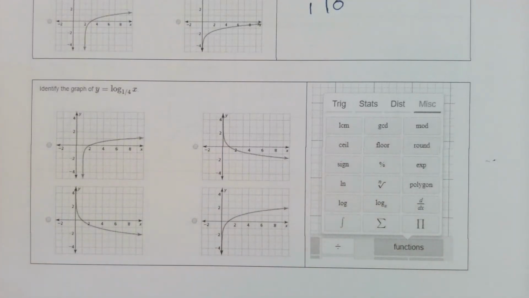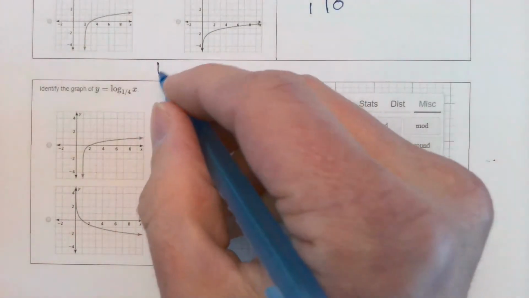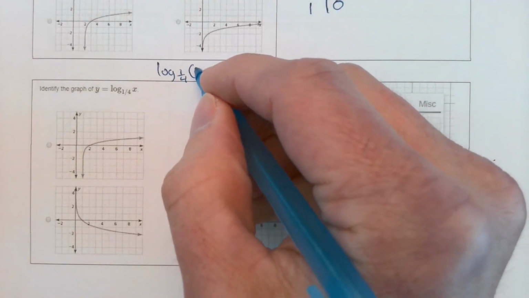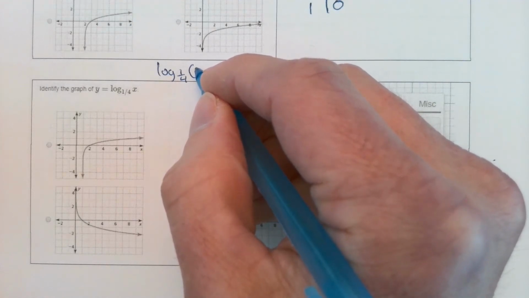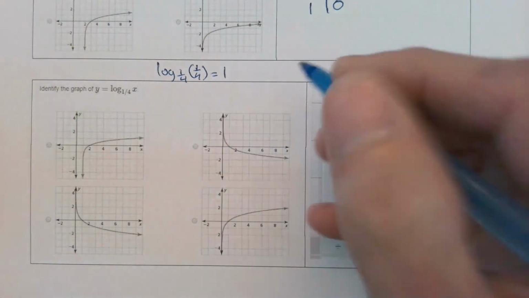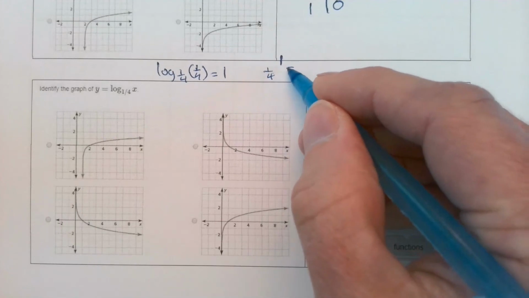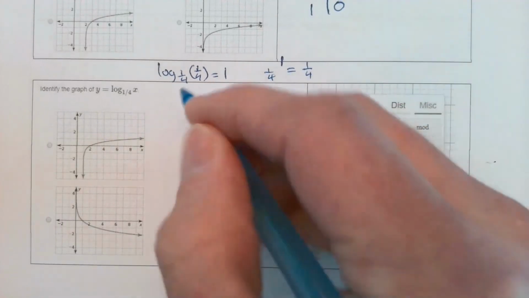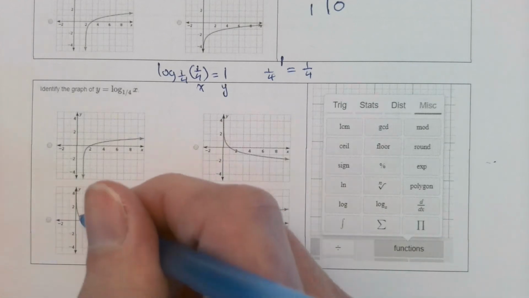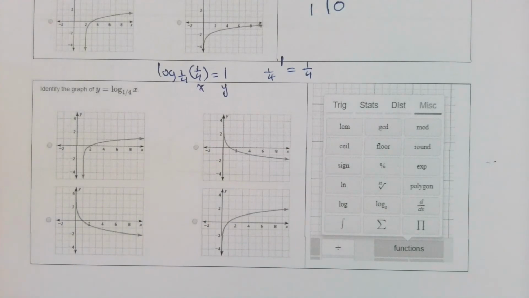And why might that be? Well, just think about the base 1/4 log of 1/4. That has to be 1, because 1/4 to the 1 power equals 1/4. So when you have this x, you would expect this y. So that means when x is back here at 1/4, your y would have to be 1. So I think it's either this graph or this graph.